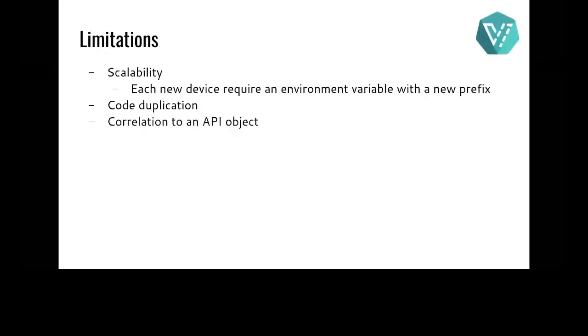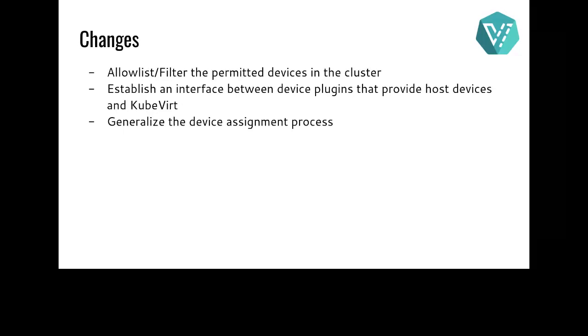Another issue with this model was that we couldn't correlate the allocated device to the API object specified in the virtual machine instance spec. Some of these devices require additional configuration to be placed on them, and as part of this model, we just couldn't do it. So we had to make a few changes and position ourselves better for the future. We started by introducing a mechanism to allow administrators to have better handling over the devices which are allowed in the cluster. We'll talk about this in the next slides.